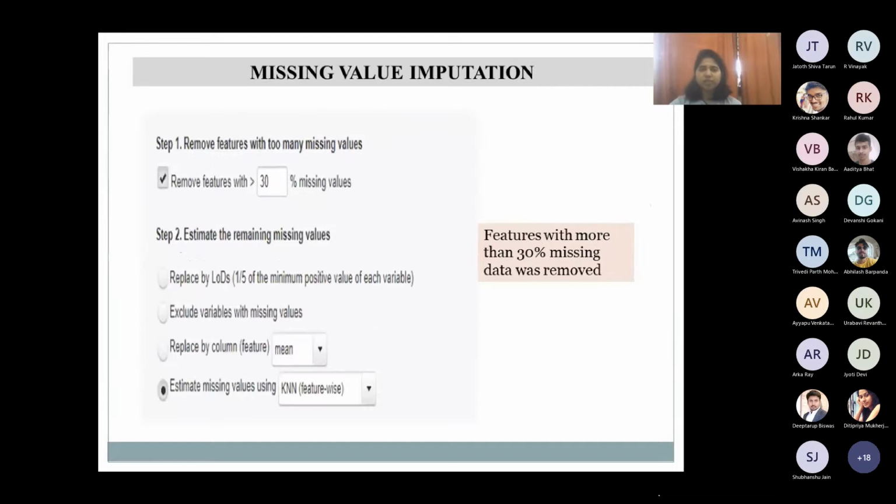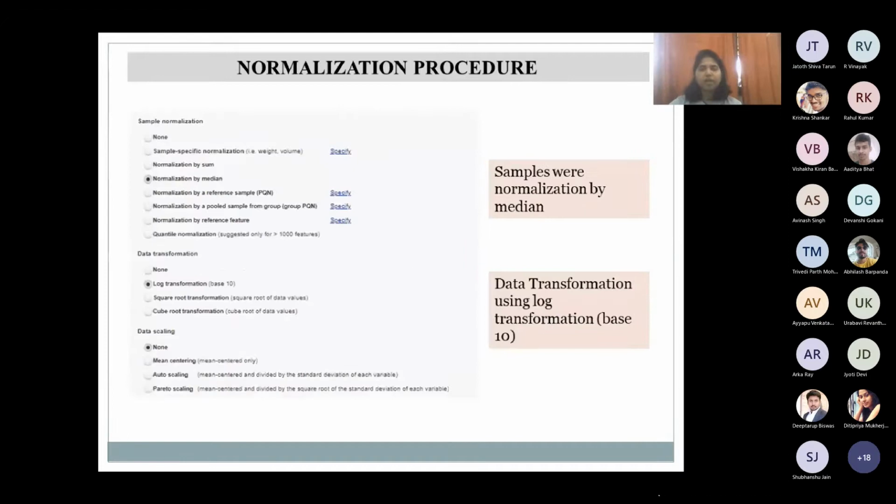Next, missing value computation took place. Any feature that had more than 30% missing values was removed, and estimation of missing values using KNN feature-wise was implemented. Next, the samples were normalized using the median and data was transformed using log transformation with base 10. Data scaling in MetaboAnalyst was done.